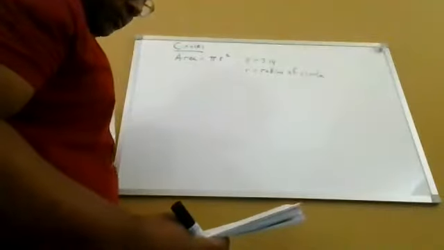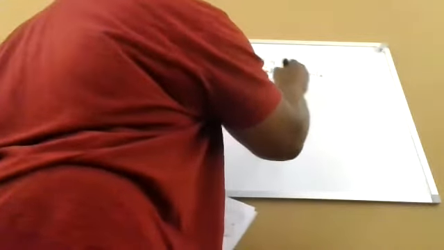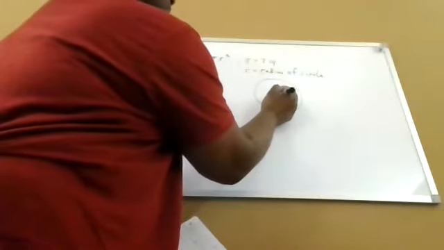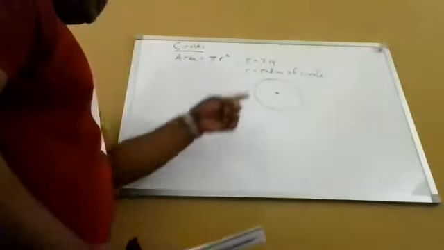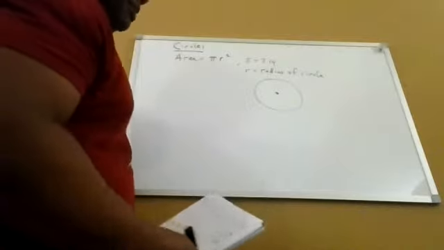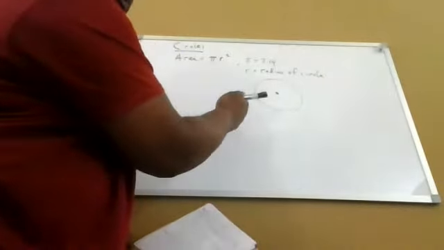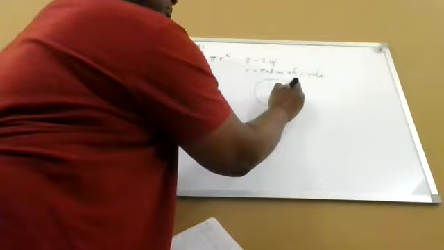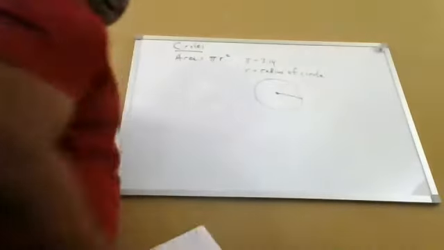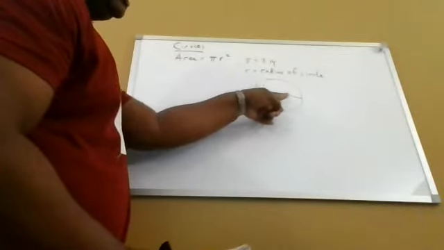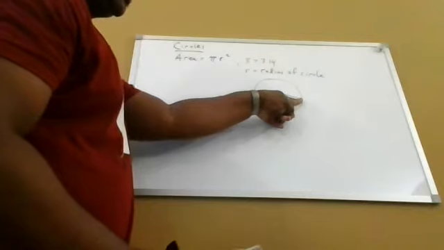Okay, let's draw a picture of what the radius looks like. I got my circle. I have my point in the center. And now I draw a line from this center point all the way to some point on the circle. So that distance from the center to any point on the circle is called the radius.